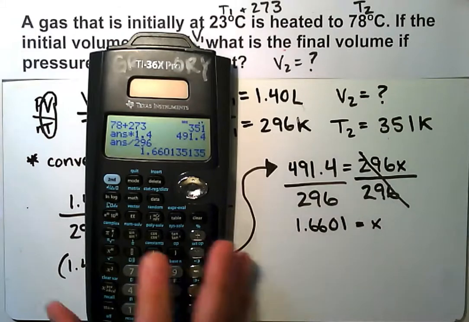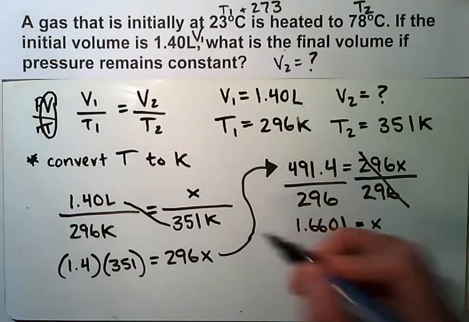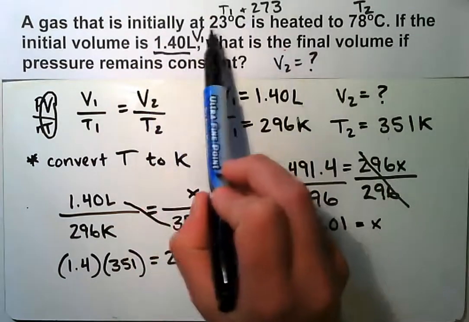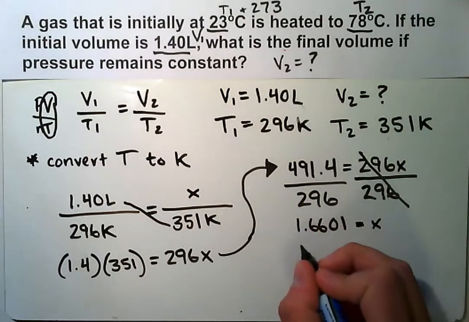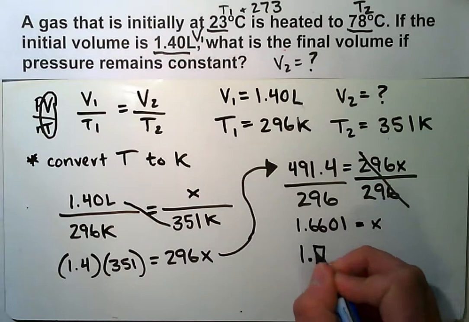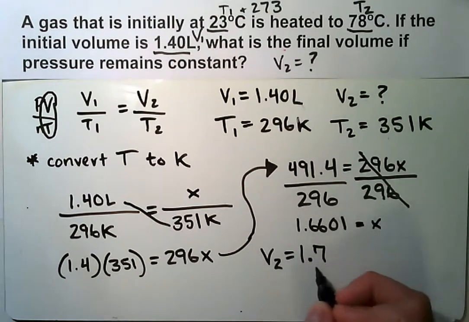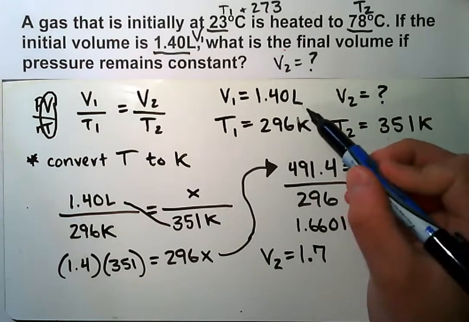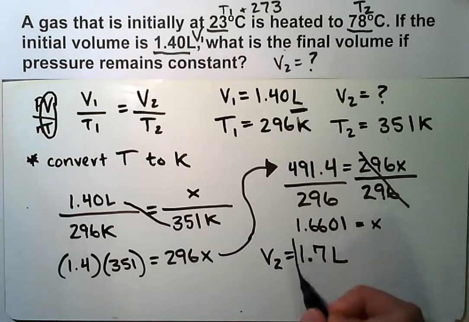So X equals 1.6601. But of course, we need to round our answer to the appropriate number of significant figures. Looking back at our problem, we have 3 significant figures, 2 significant figures, and 2. So we'll round our answer to 1.7. Our X was equal to our V2, so V2 equals 1.7. Last but not least, we need to look at our units of volume, which are liters. 1.7 liters. And that is our final answer.